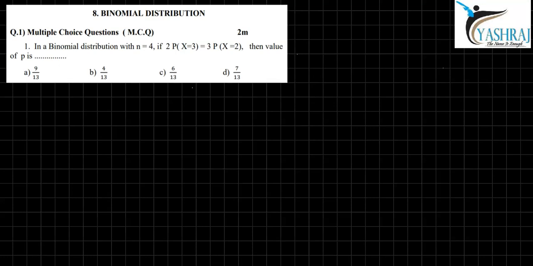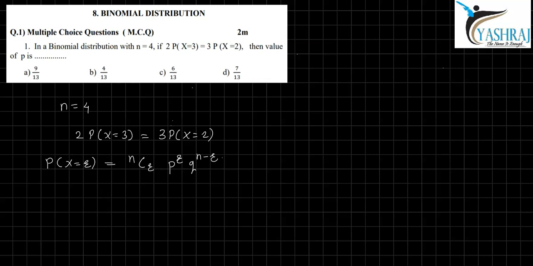multiple choice question. In binomial distribution with n is equal to 4, so we have given n is equal to 4, if 2 times P of X is equal to 3 is equal to 3 times P of X is equal to 2, then the value of p is. So as per the formula for PMF of binomial distribution, we well know P of X is equal to r is given by nCr p raised to r into q to the power n minus r.